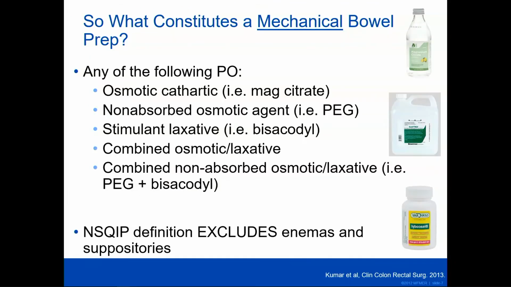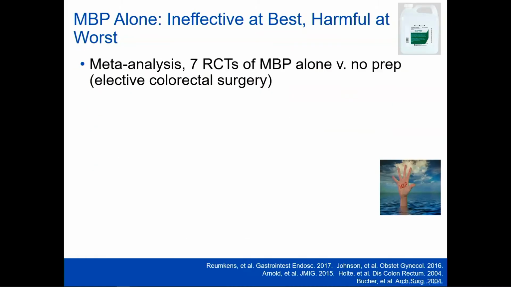So before I continue on, I want to at least set the definitions. So mechanical bowel prep is really anything that's cathartic that's taken by mouth. So whether it's osmotic or non-absorbed osmotic, a combination of an osmotic cathartic plus a laxative, but basically enemas and suppositories, anything per rectum is excluded. That's not considered a bowel prep. So mechanical bowel prep itself is actually probably quite dangerous and potentially harmful.